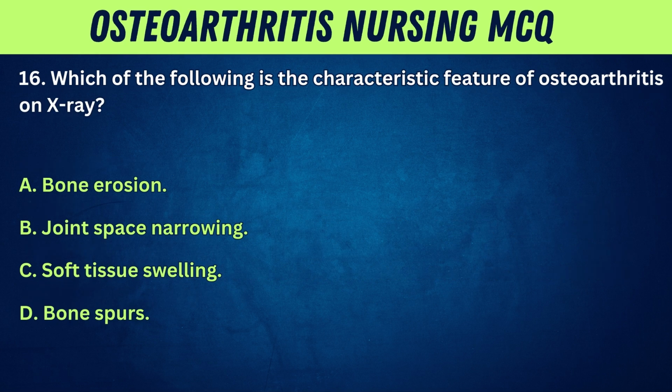16. Which of the following is the characteristic feature of osteoarthritis on X-ray? A. Bone erosion. B. Joint space narrowing.